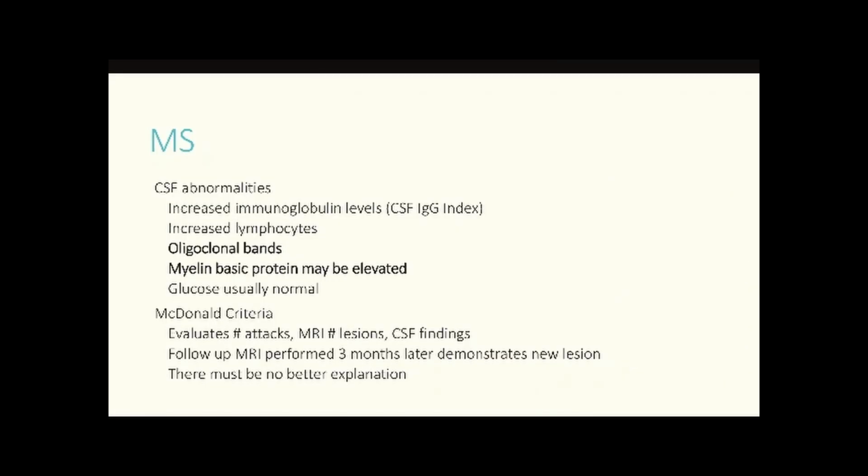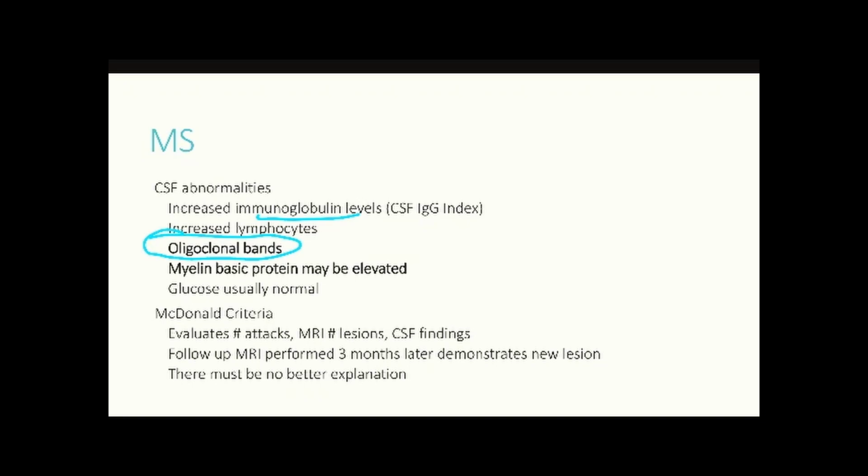CSF abnormalities. Okay, you're going to do a lumbar puncture on these patients. We're going to see what's going on. They're going to have increased immunoglobulin levels. Remember, this is an autoimmune disease. We're attacking ourselves. We're going to have immunoglobulins go up. Increased lymphocytes. Oligoclonal bands. This is the important one.